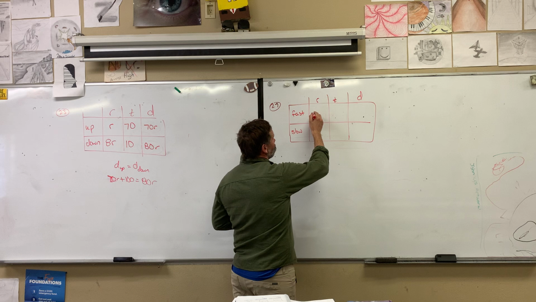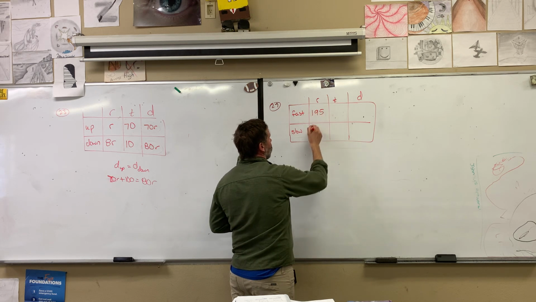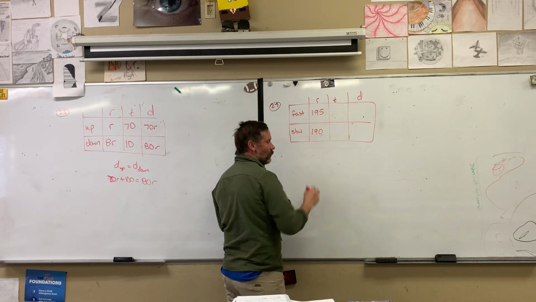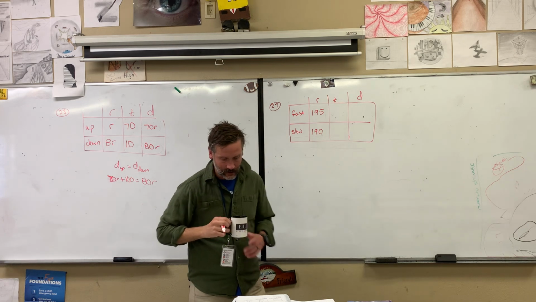So what is the rate of the fast car? It says it's 195. What's the rate of the slow car? It is 190. So not actually too much difference.